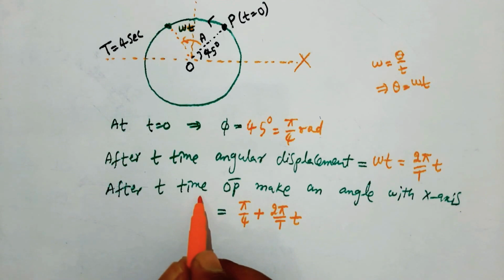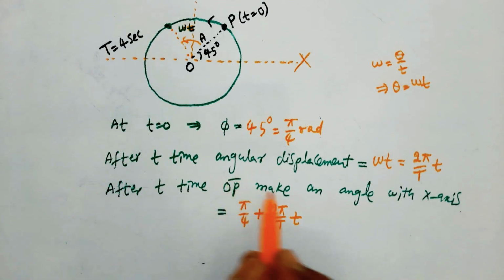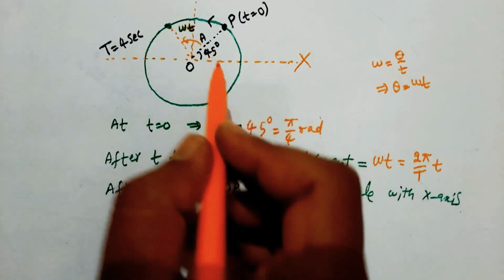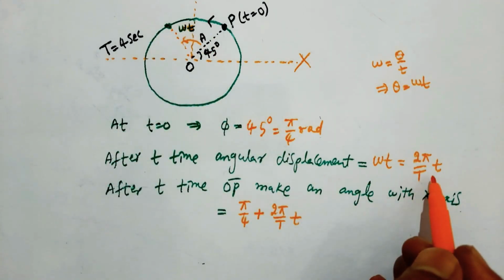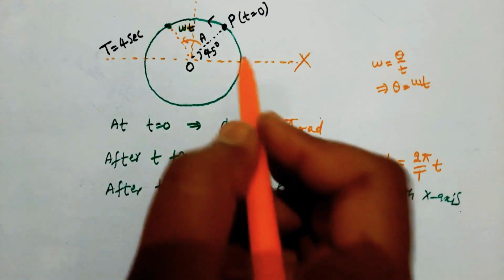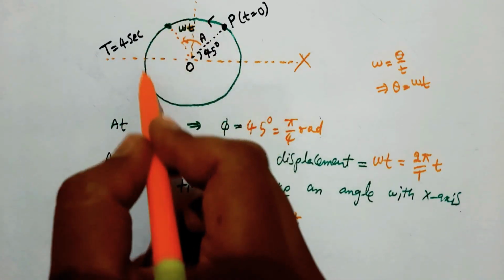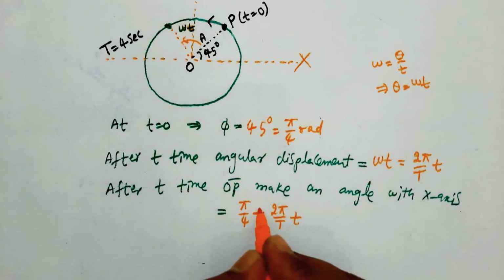So after t time, the position vector OP bar makes an angle with the x-axis of 45 plus omega t. Here omega t is equal to 2 pi by T into t. Here the particle moves in anti-clockwise direction. That is why here I am taking plus.